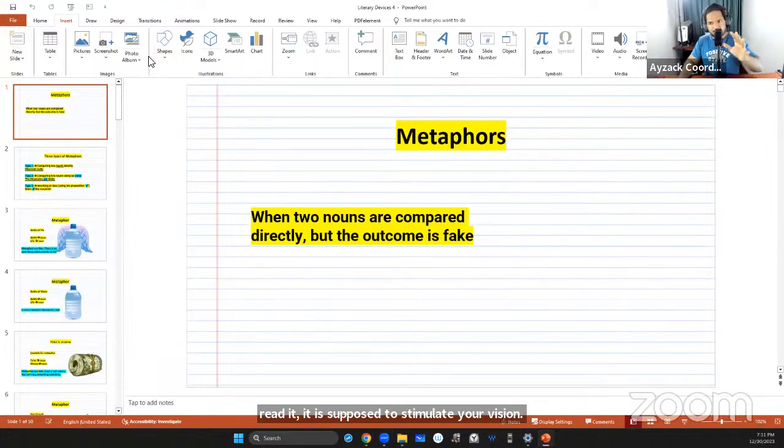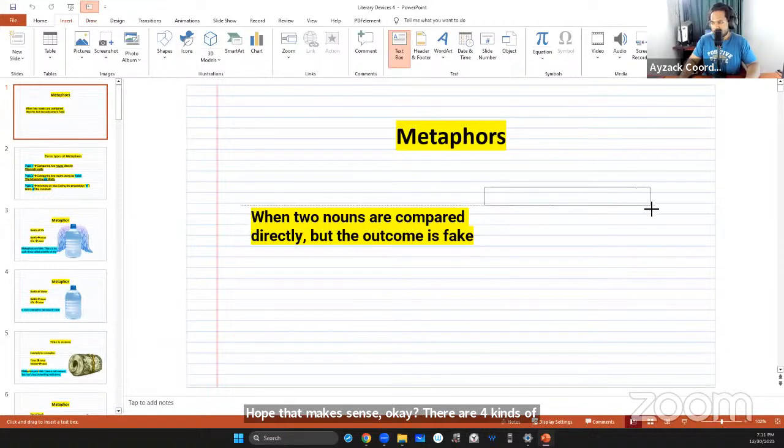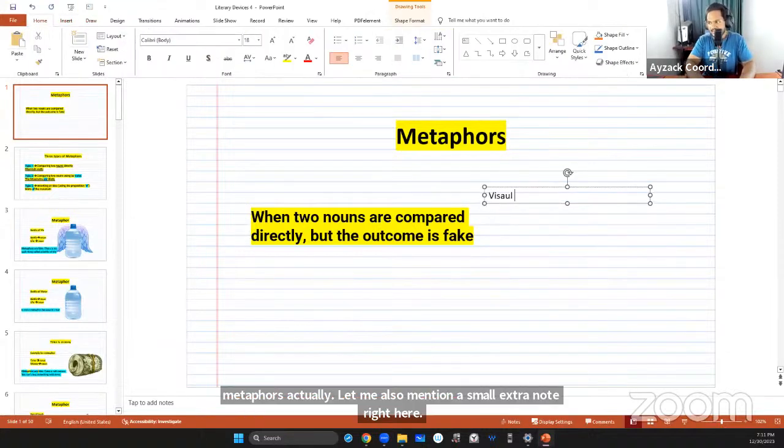Okay, there are 4 kinds of metaphors actually. Let me also mention a small extra note right here. It is a visual technique.